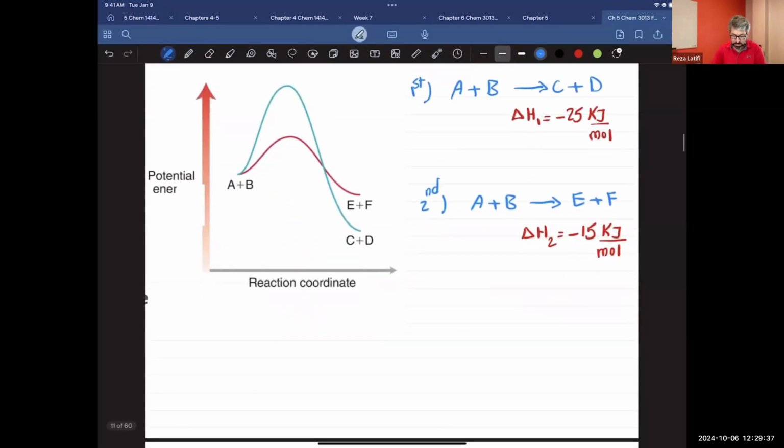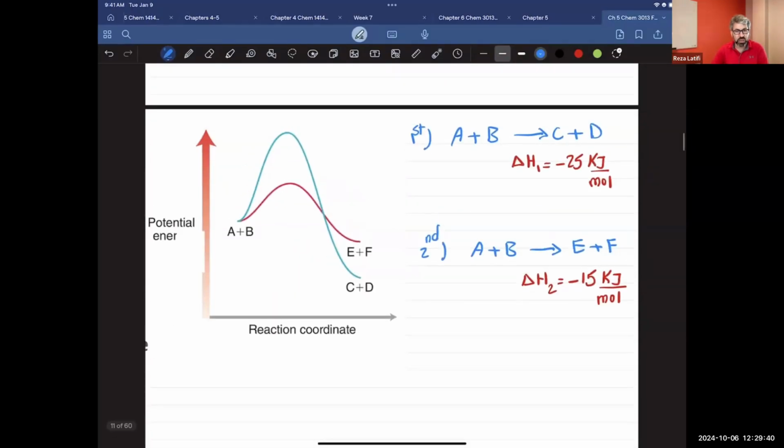Now, let's go and review the second one. In the second case, delta H did not change because we did not change the product. So still, we are talking about the same product. As you see, I said minus 25 versus minus 15. Thermodynamic is saying this one is giving you more stable product. So the thermodynamic is favoring C and D as product. No doubt about that one.